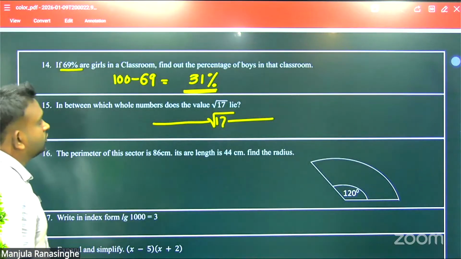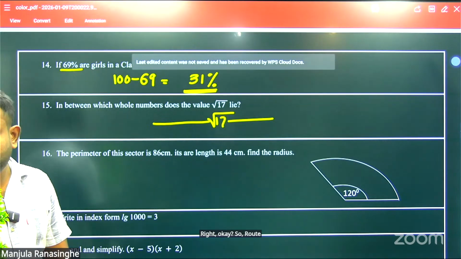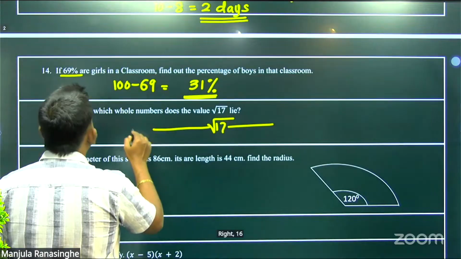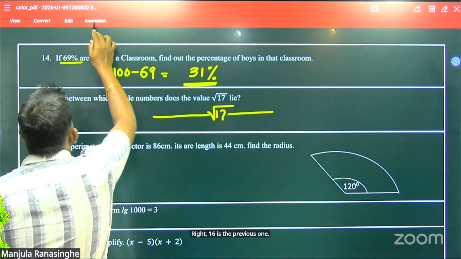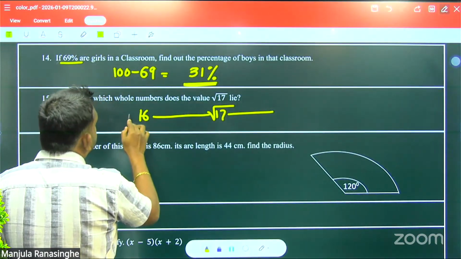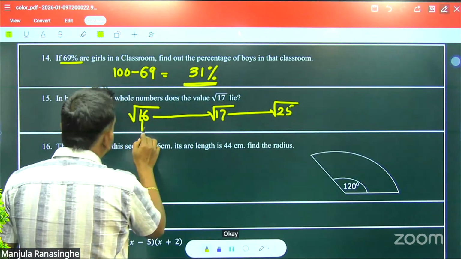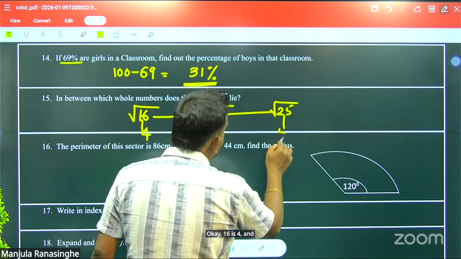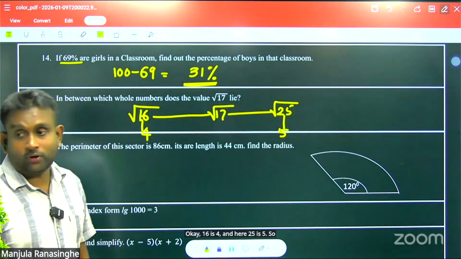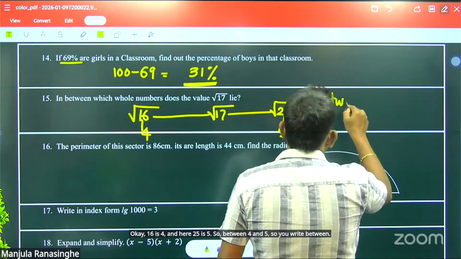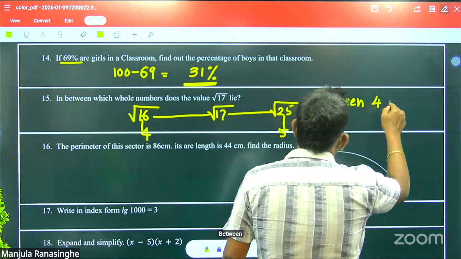Right. Okay. So root 17 lies between which whole numbers they're asking? 16 is the previous one. Square root of 16 and here square root of 25. Okay, 16 is 4 and 25 is 5. So between 4 and 5. So you write between 4 and 5.